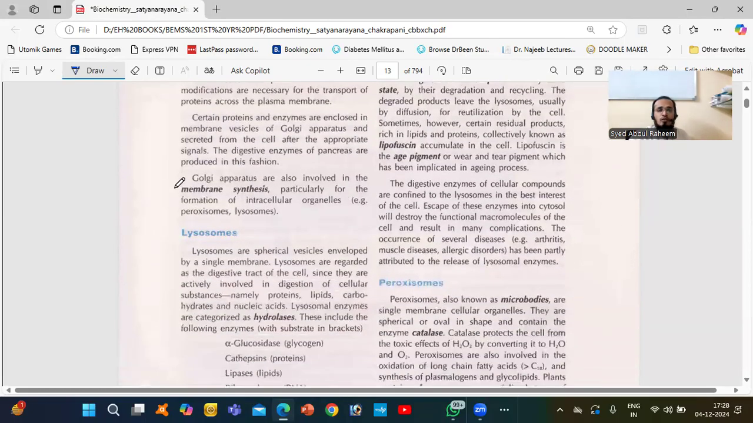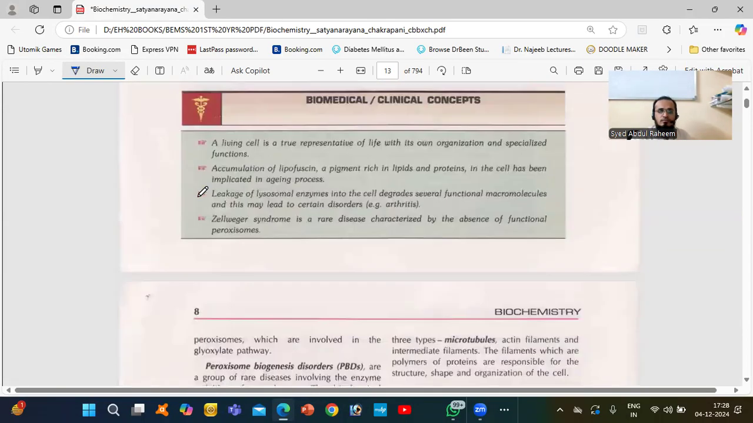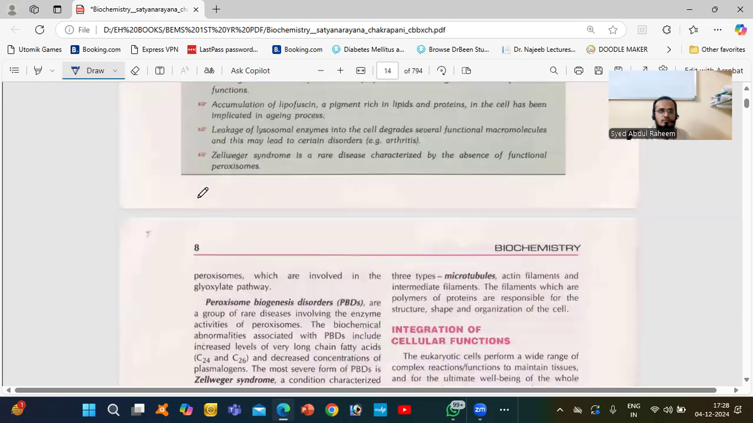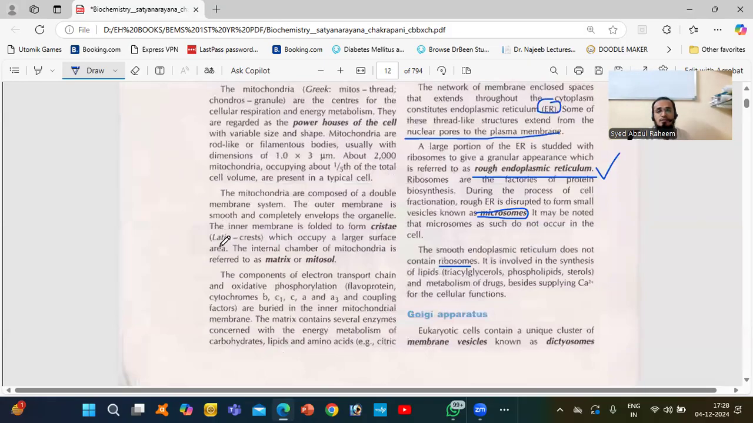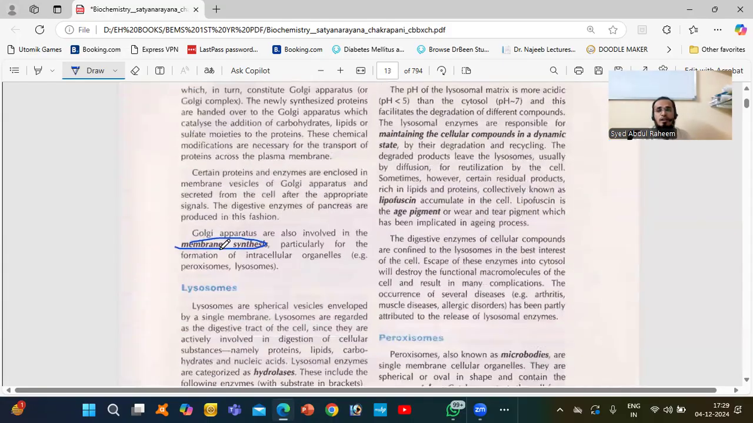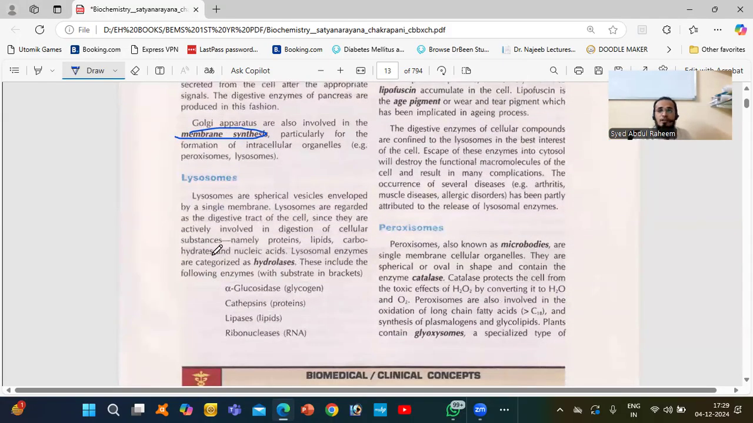Golgi apparatus is also involved in membrane synthesis. So whenever a new membrane is to be synthesized, Golgi apparatus is directly involved. Here we can see the picture of the Golgi apparatus. Yeah, you can see that this is the Golgi apparatus. What it will do is take the proteins that are coming, and it will resynthesize them, meaning it will add carbohydrates and lipids, and it will strengthen those proteins.